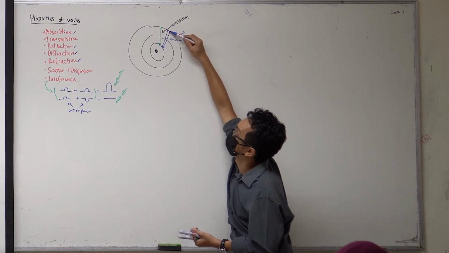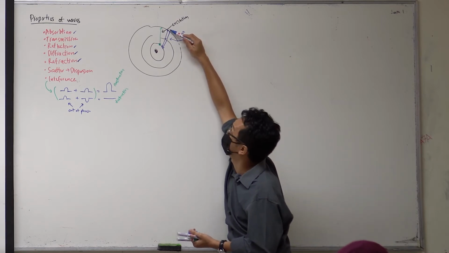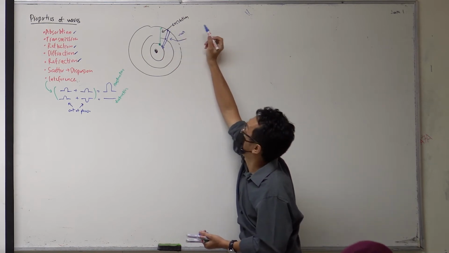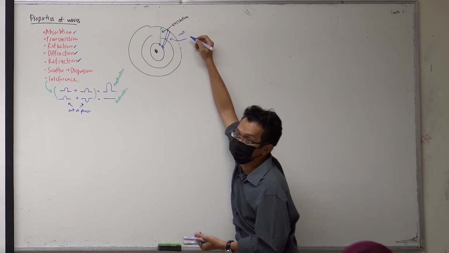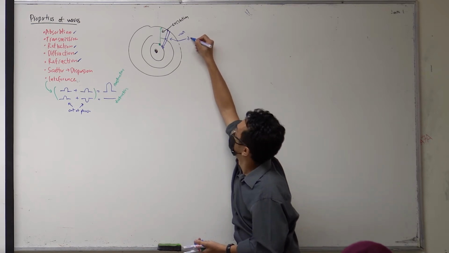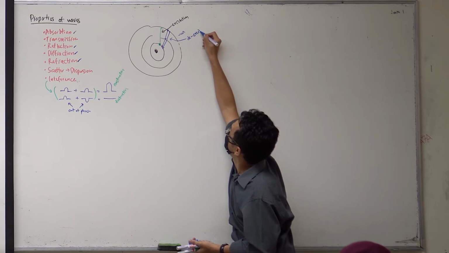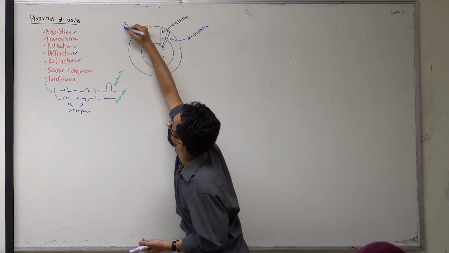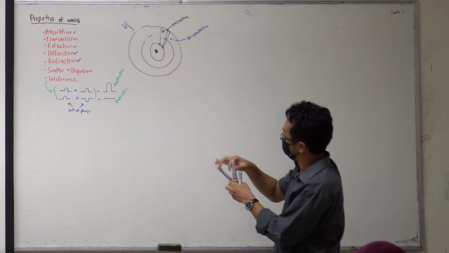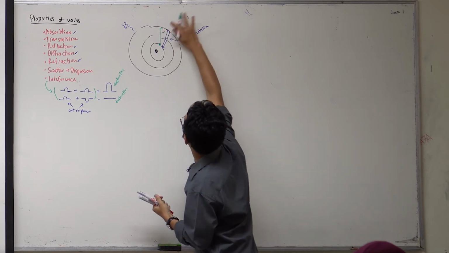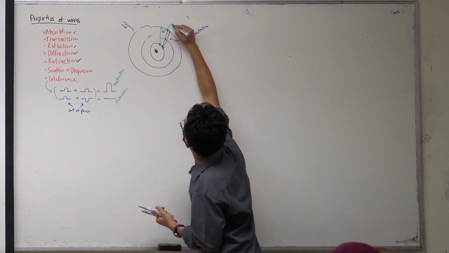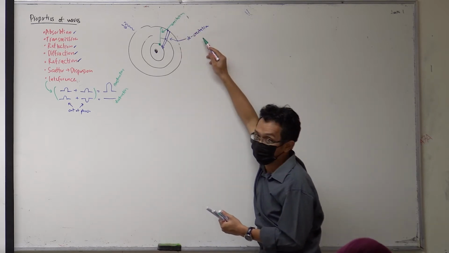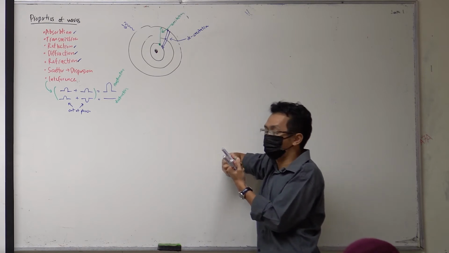The process of the unstable electron at the high energy level going back to the ground state, what do we call that? The de-excitation. So imagine the wave comes, and this is excitation.